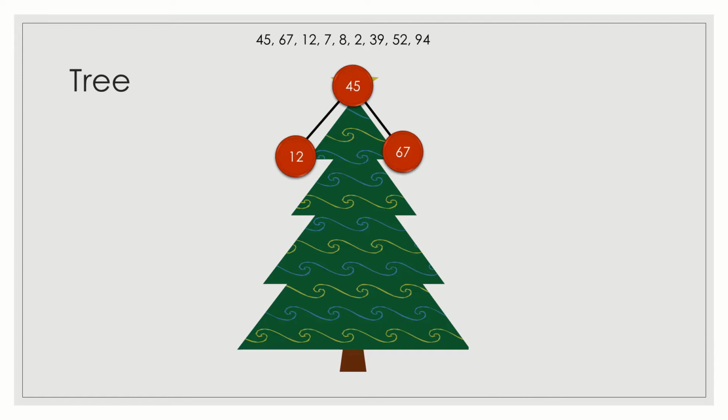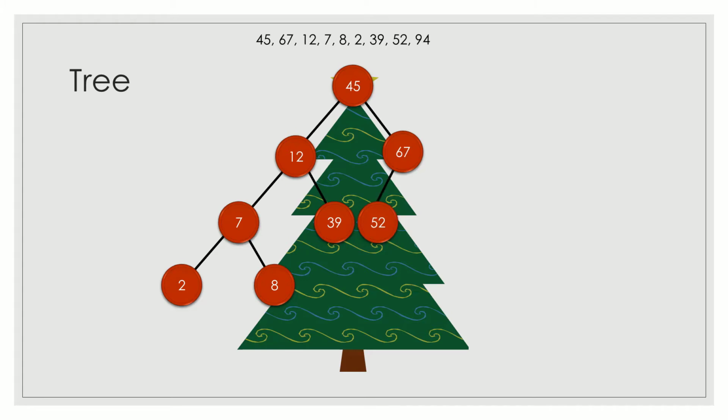The next is a value 7. Where does it go? Less than 45, less than 12. Off to the left. 8, less than 45, less than 12, greater than 7. Off to the right. And so on. The ordering principle, less than left, greater than right, applies with every data value that we have here. This is a good one to maybe pause and go through a couple times until you get the idea.